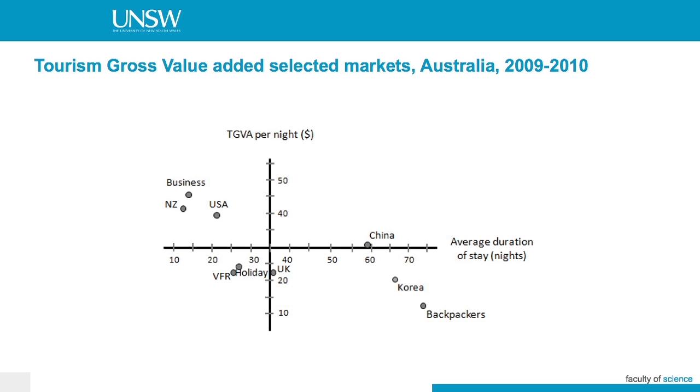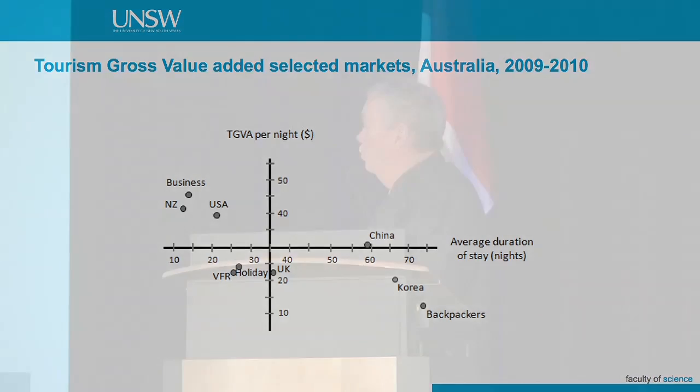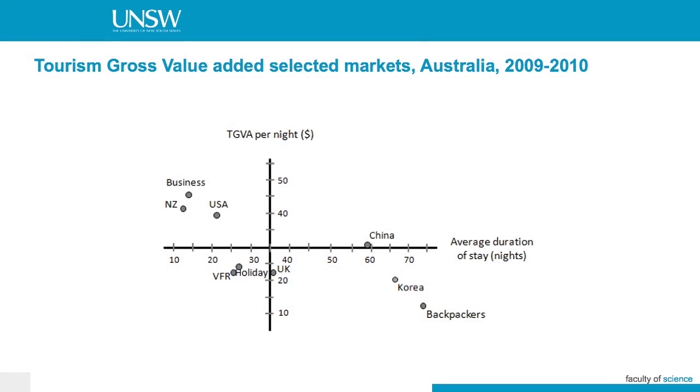And we've developed displays such as that. Whereas if we looked at the left bottom, the southwest quadrant, we find that VFR, which is visiting friends and relatives, and the holiday market are below average, both in duration of stay and in terms of their contribution to gross value added. So that flags which markets ought to be targeted above others.